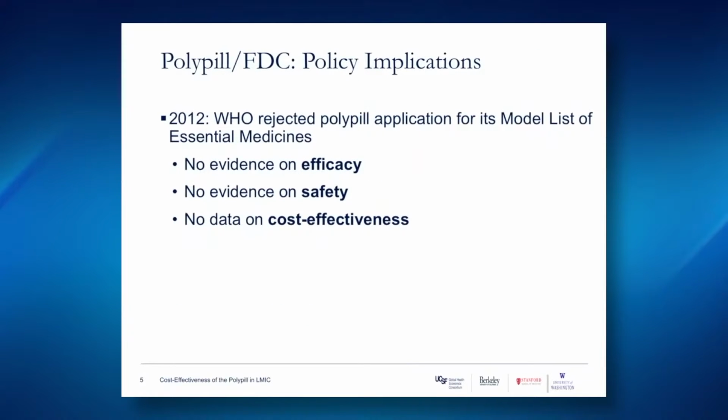And so in 2012, there was a group of cardiologists that had submitted an application to the WHO for its model list of essential medicines. This is a list of medicines that the WHO calls a core list of medicines that any basic health system should provide. But the WHO rejected this application. They said there was no evidence on efficacy, no evidence on safety, and no evidence on cost effectiveness, which is reasonable.